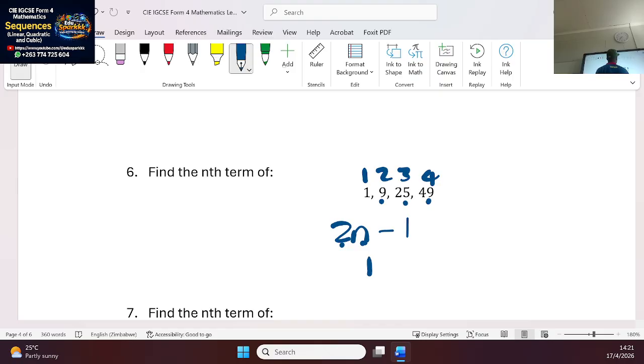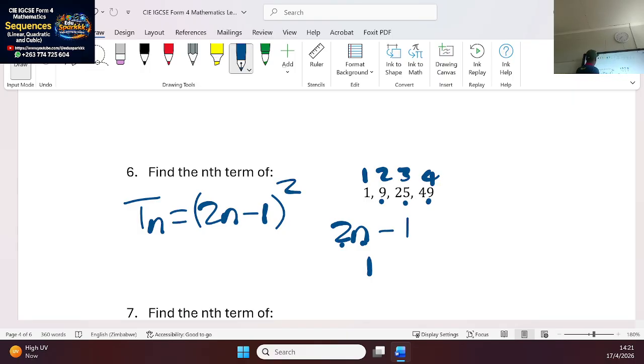What about when n is 2? 2 times 2, that's 4, minus 1 is 3. So it looks like that's our formula there. We can say Tn is equal to the formula that gets the position of interest, 2n minus 1. Then we square it, which gives us the result that we have in there.